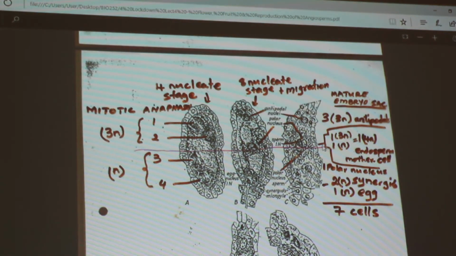Now what happens here? One nucleus, as I told you earlier, migrates to the equator. 1 nucleus from here migrates to the equator. This results in this nucleus being 4N. Whereas earlier we had a nucleus that was 2N, now we have a nucleus that is 4N. The antipodals remain there, 3, and here we have the egg apparatus, which are the synergids and the egg.